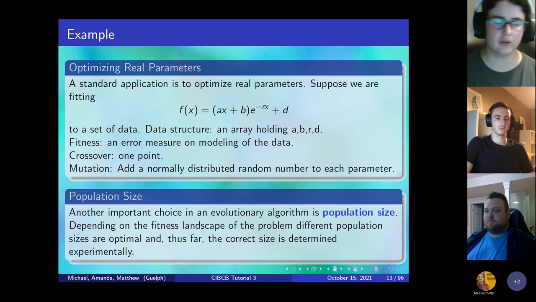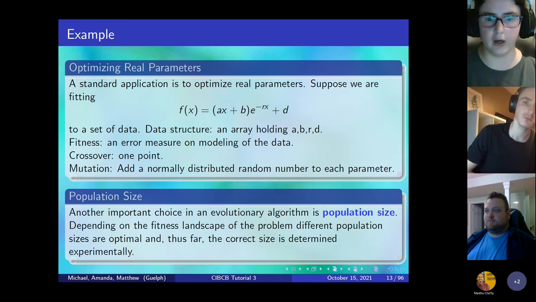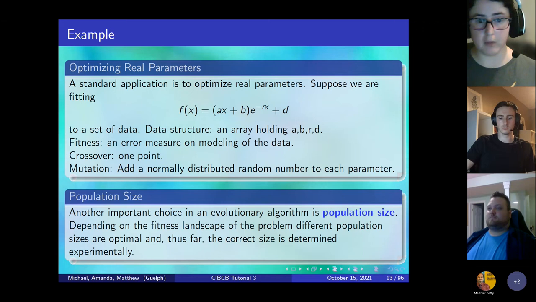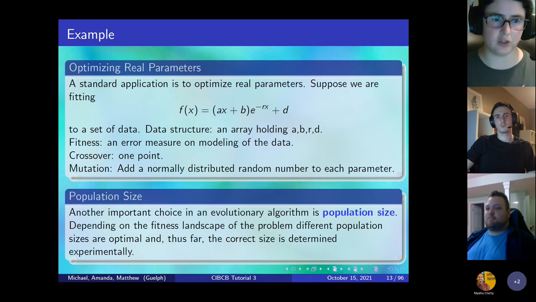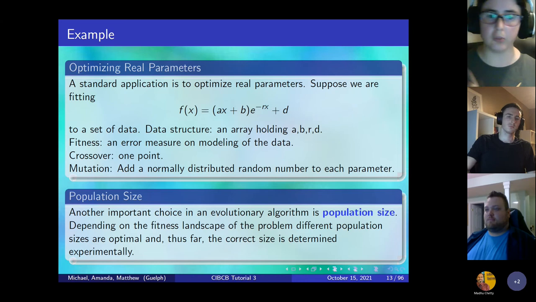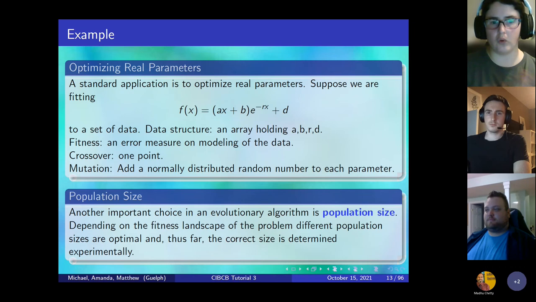The standard application is to optimize real parameters. Suppose that we're fitting this particular function to a set of data. The data structure will hold an array containing a value for A, a value for B, a value for R, and a value for D. The fitness in this particular case is going to be an error measure on modeling of the data. Just for this example, we're going to select one-point crossover, and our mutation operator is going to add a normally distributed random number to each parameter. You can see that if I start with a whole bunch of A, B, R, and Ds and run that a bunch of times, I'm eventually going to stumble upon a solution that models the data that I was trying to get it to model.